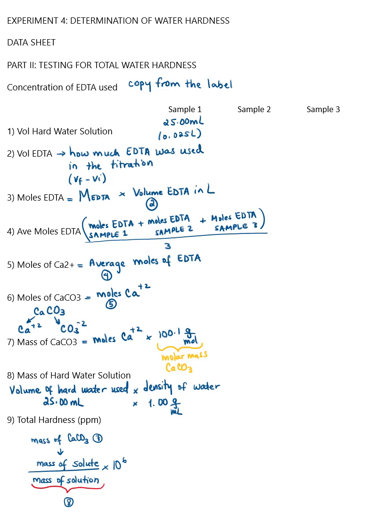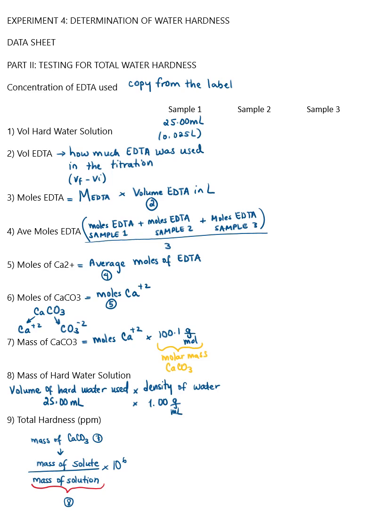You have the concentration of EDTA from the label of the solution. Now, the volume of hard water in each sample is 25 milliliters. You were using the burette to transfer that volume into each Erlenmeyer flask to prepare your samples. That volume converted to liters is 0.025 liters.